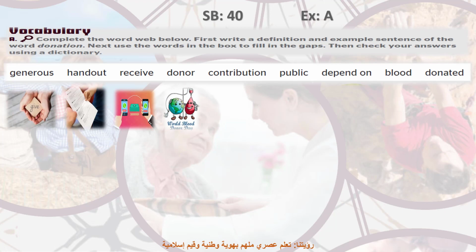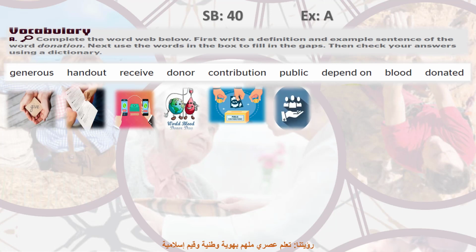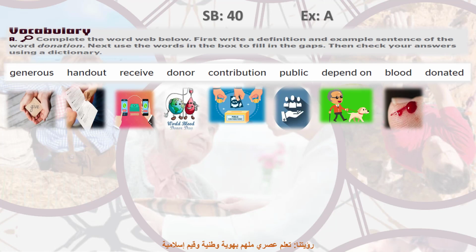Contribution means giving. Public means all the people. Depend on, as you can see in the picture, the blind man depends on his dog. Blood, of course, it's the liquid of life. It's in your body and organs. And finally, the word donated means gave money for charity.